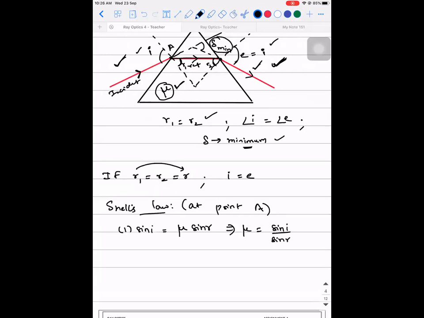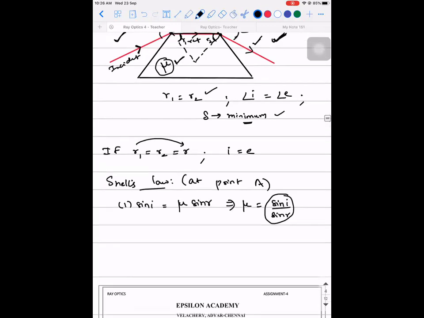But the question is, if I need to do it with sin i by sin R, I could have directly used Snell's law. Why are we doing this activity? Right? So the question is, we need to write i and R in terms of all the parameters that you're using in this particular experiment.